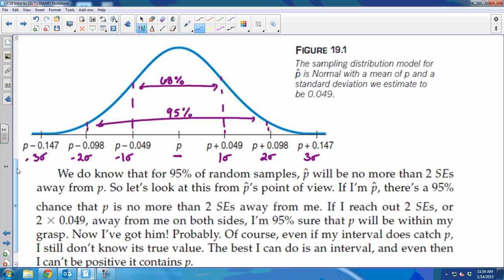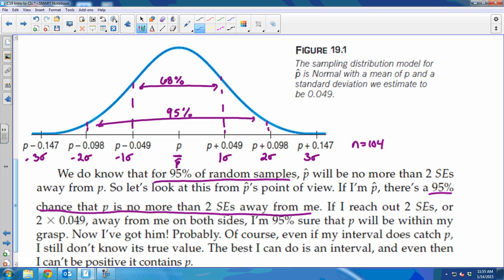So we know, looking at this model and looking at 95%, that for 95% of random samples, if we had all of the possible random samples, which is what a sampling distribution model does, for a size of 104, p hat will be no more than 2 standard errors away from p. That's what we've learned before. We got that. So there's a 95% chance that p is no more than 2 standard errors away from your estimate p hat.